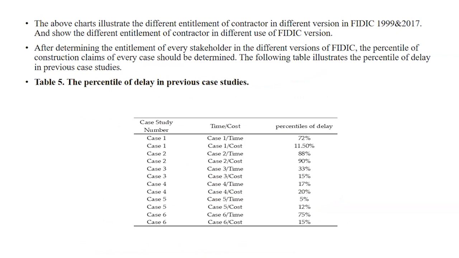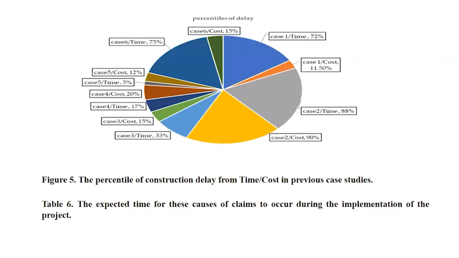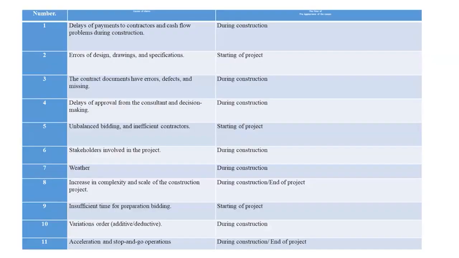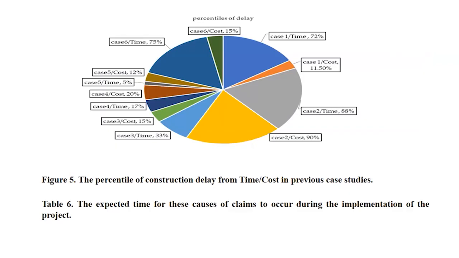Table number 5, the percentage of delay in previous case studies, case number and time and cost, percentage of delay. Figure number 5, the percentage of construction delay for time and cost in previous case studies. And then table number 6 illustrates the expected time for these causes of claim to occur during the implementation of the project. This is very important to avoid these causes of claims.